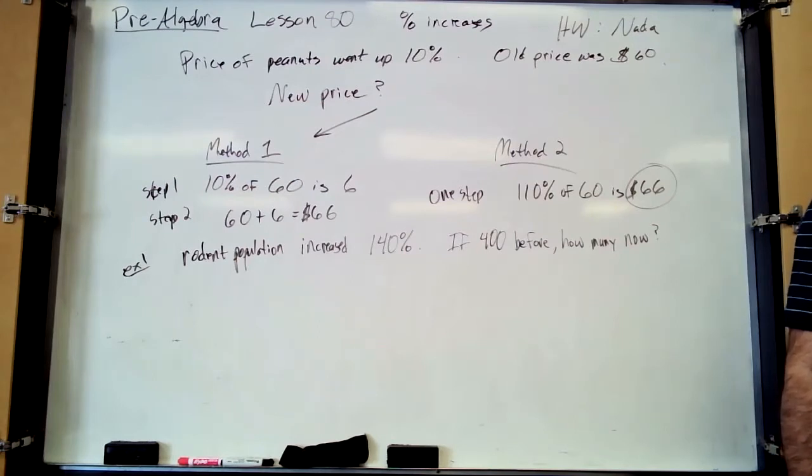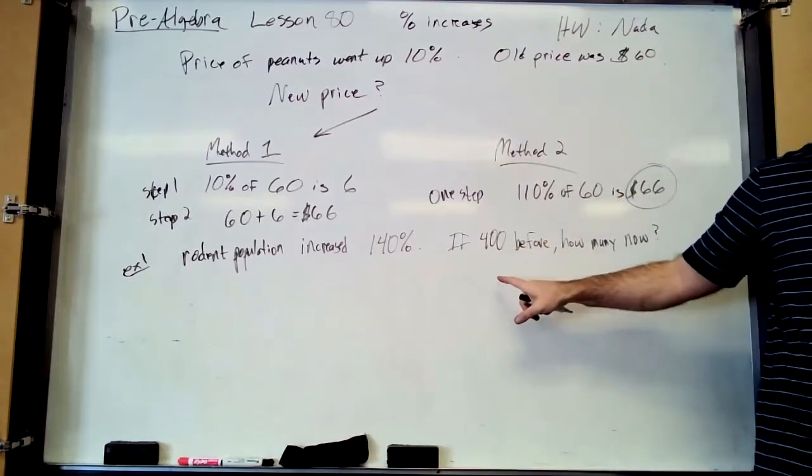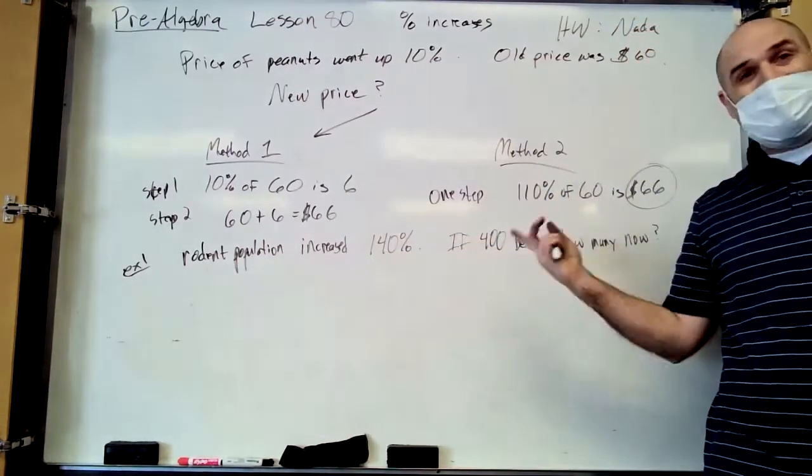960. That's right, Emerson. 140% of 400. Okay, can you tell what he did wrong? He said 560. What did he do wrong? Oh, he didn't add the 400. Yeah, he didn't add it to the 400. So the 140% is 560, but that's the percent increase. So that's what you have to add to 400.